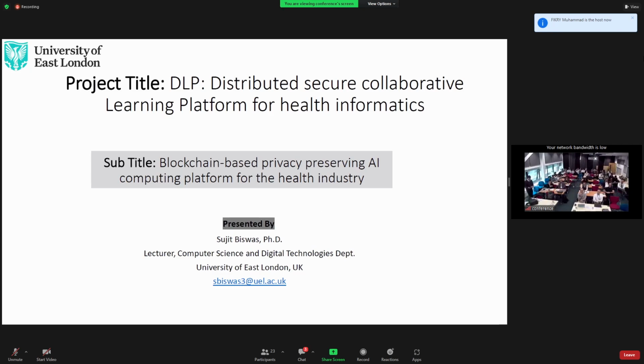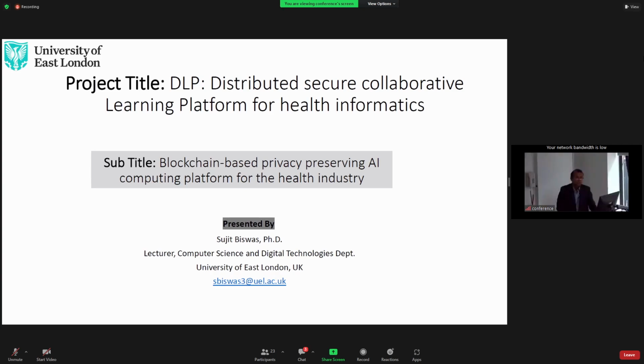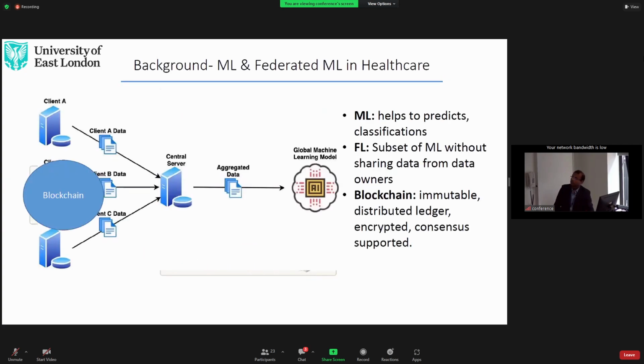Basically, I am working on blockchain and machine learning, bridging these two things. Basically, a distributed, secure, collaborative learning platform for health informatics. The basic intention of this project is, I think all of you mostly come from the machine learning field.